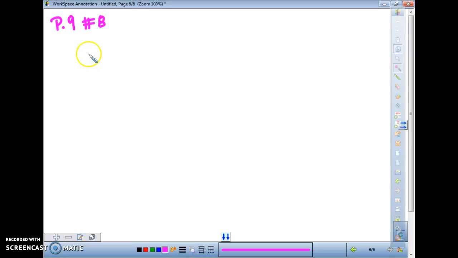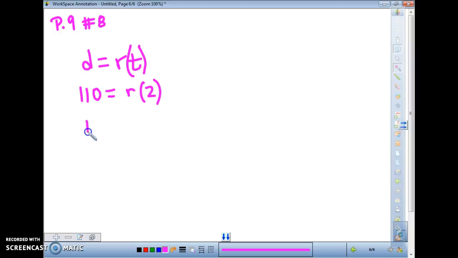Okay, and that is distance equals rate times time. We are told that our distance is 110. We don't know the rate, but we do know that our time is 2. R times 2 is the same thing as 2 times R. Divide by 2, and you're ready.